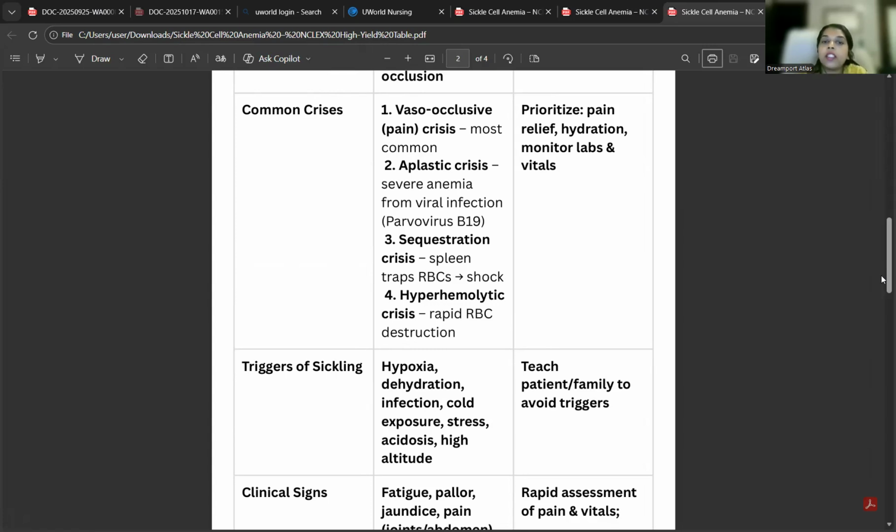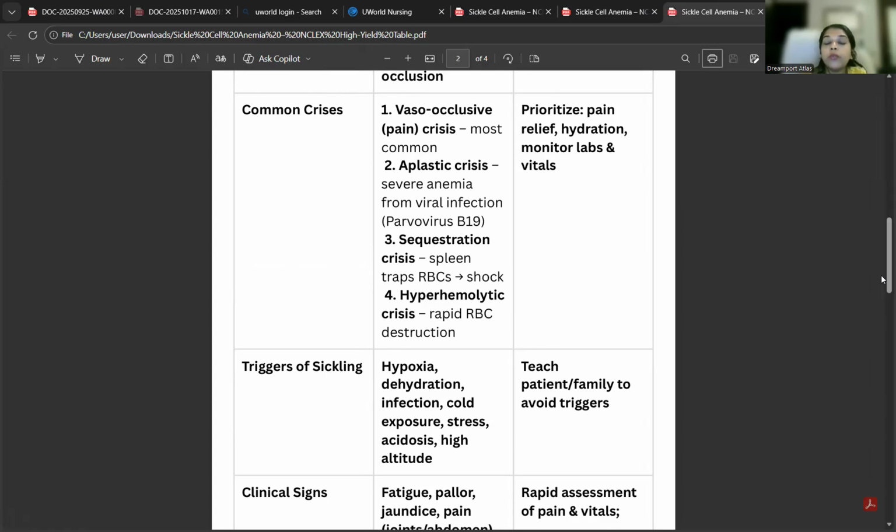Okay. Next one, infection. For example, a viral infection such as parvovirus B19 infection can also trigger the vaso-occlusive crisis. The next ones are stress, acidosis, and high altitude. When the client moves to a high altitude, there is inadequate oxygen supply, which can cause hypoxia, which can trigger the sickling of the RBC, which will worsen the condition of the patient.